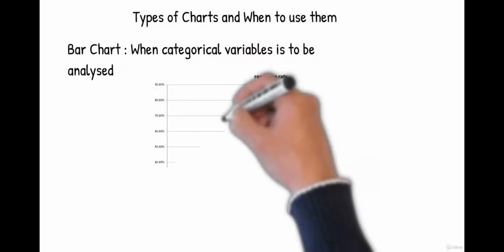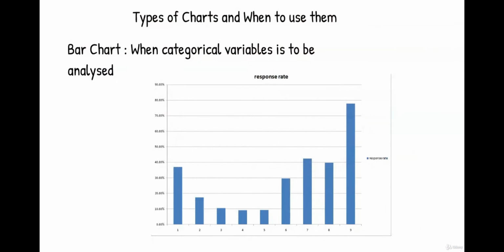Let us now go through some of the types of charts and when to use them. The first is the bar chart. A bar chart will be used when you want to plot a categorical variable against some numerical value. So in this example, on the x-axis, I am having a group of age: 1, 2, 3, 4. So 1 represents the age from 0 to 10, 2 is from 10 to 20, 3 is from 20 to 30, and so on. And on the y-axis, I am having a response rate for each of the age categories. So this is where a bar chart can be used.